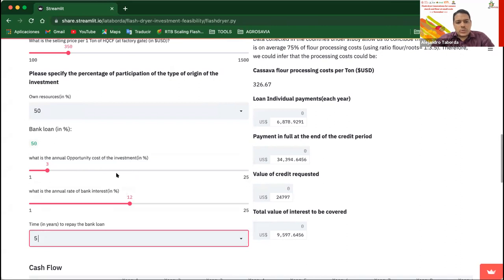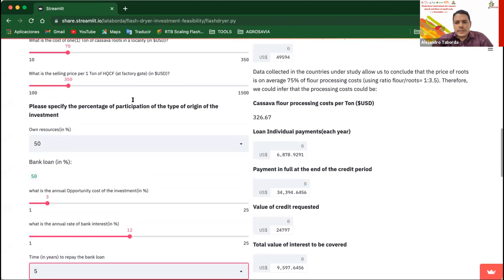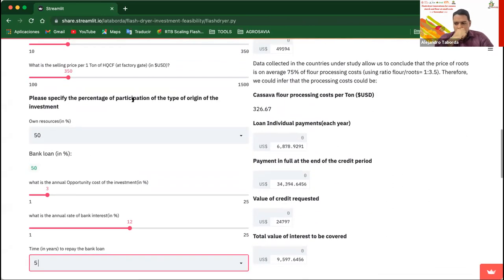And you need to provide two pieces of information: the opportunity cost of the investment and the annual bank interest rate in percentage. In most countries it is around 12% per year, which is around 1% per month. What is the annual opportunity cost? Suppose that you have 50,000 US dollars. How many options do you have to invest this amount of money? Maybe you're thinking of cassava flour technology for processing cassava flour, but maybe you also have other options, another business.